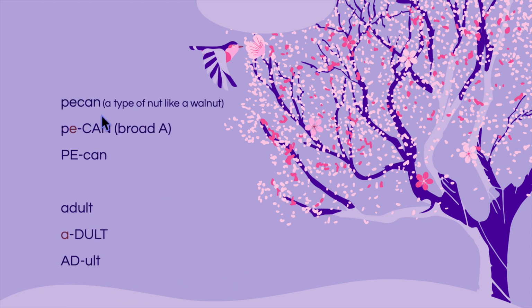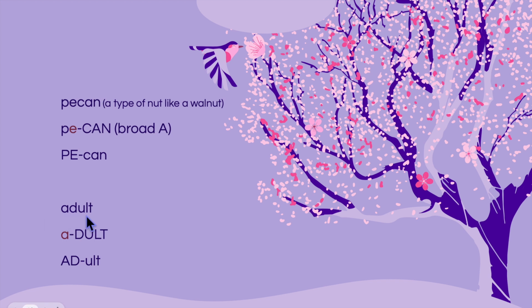Here's a word that refers to a type of nut that is similar to a walnut. In some places, people say pecan, where the E schwas, hear the P, pecan, and the A has the broad A sound of ah. In other parts of the United States, people say pecan.